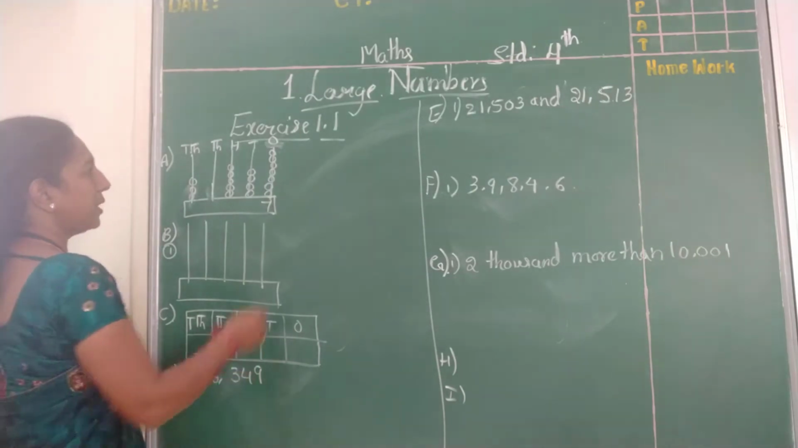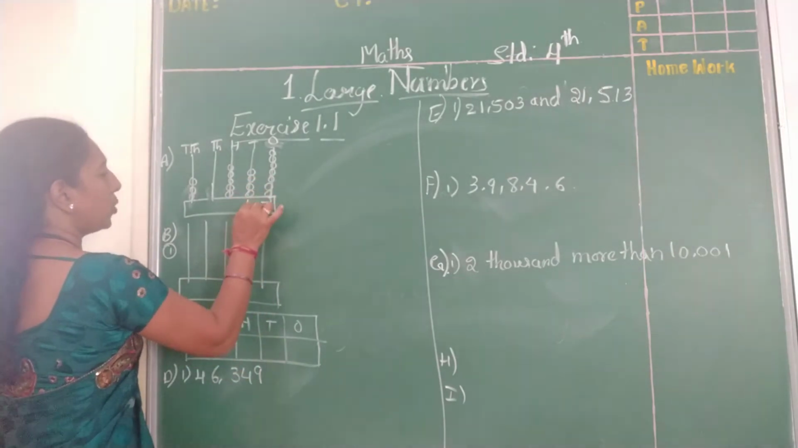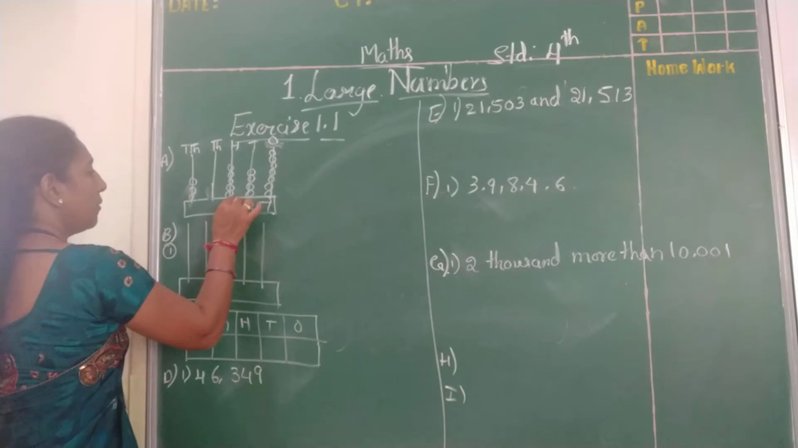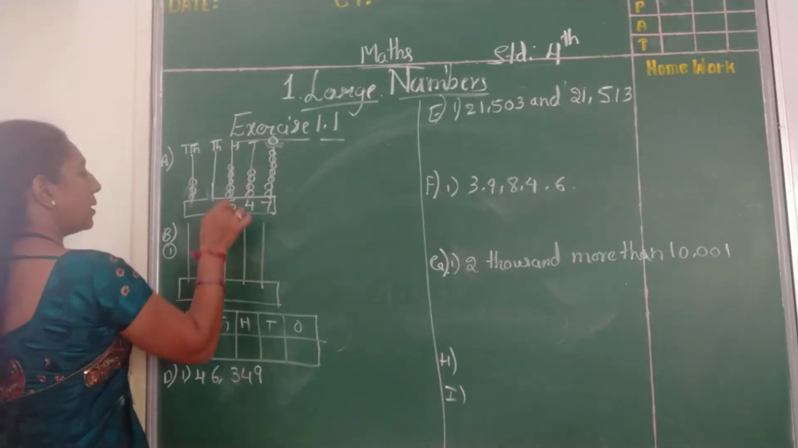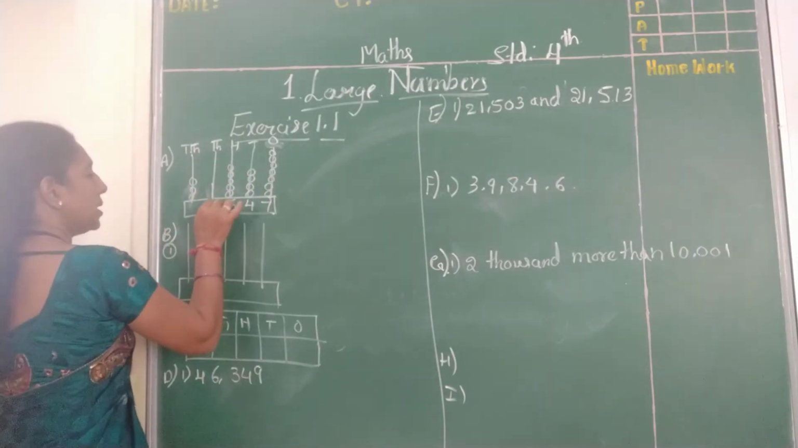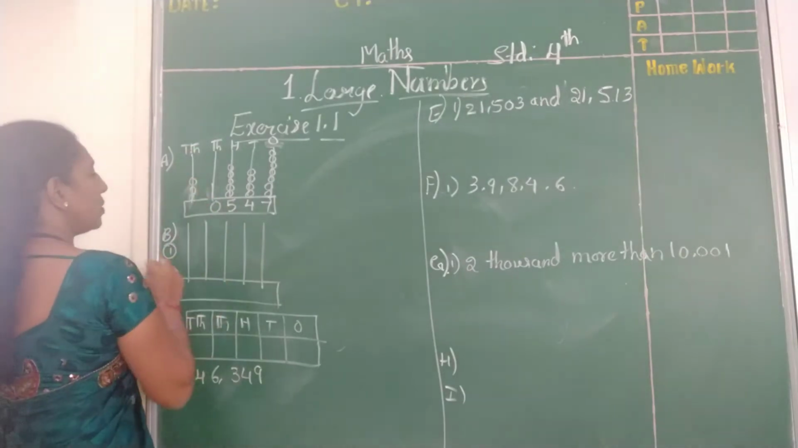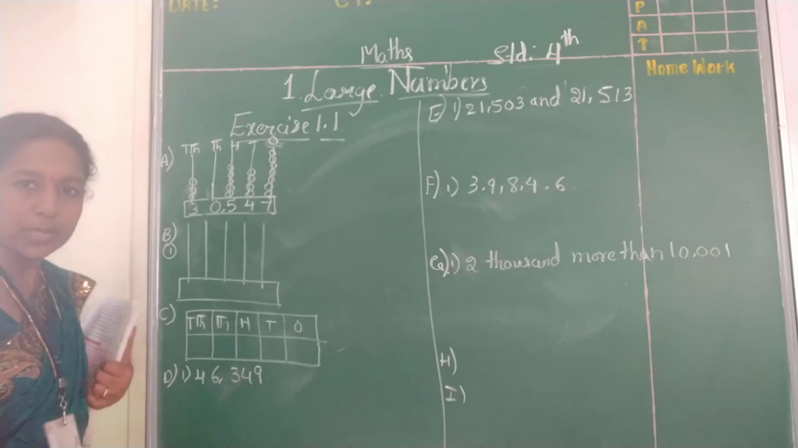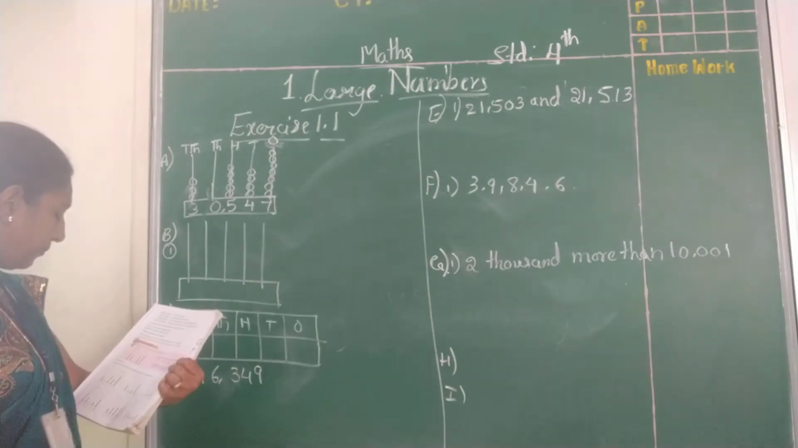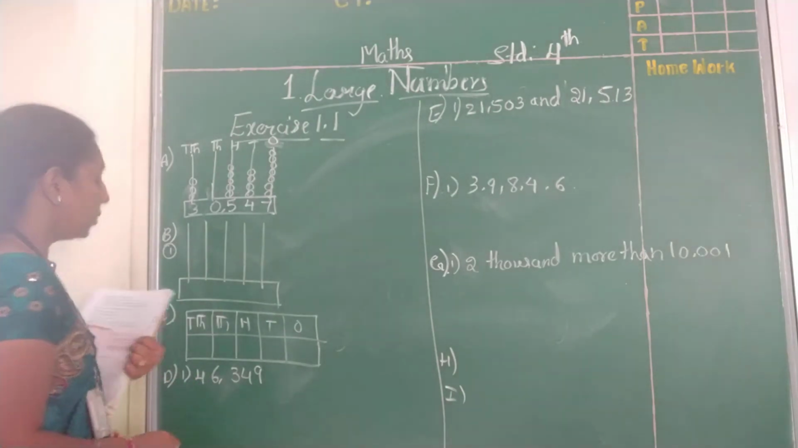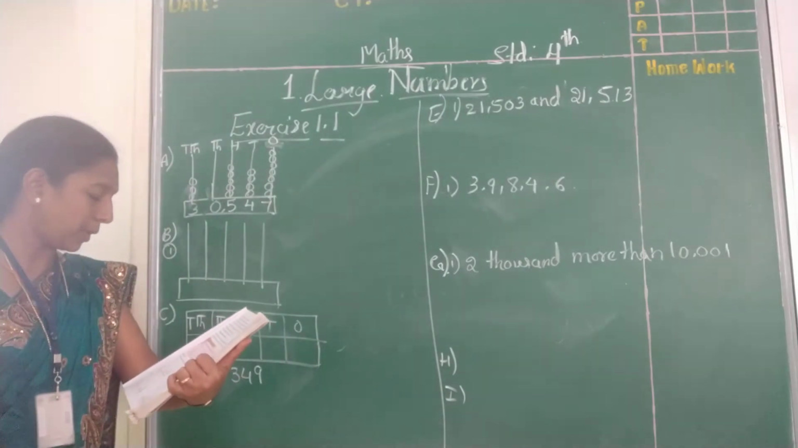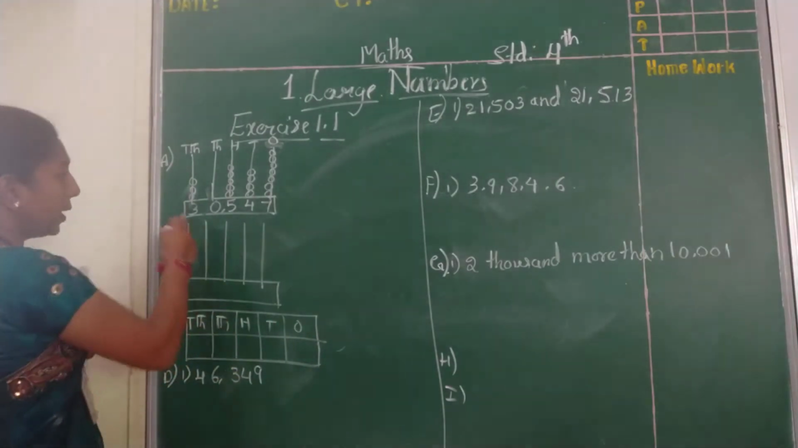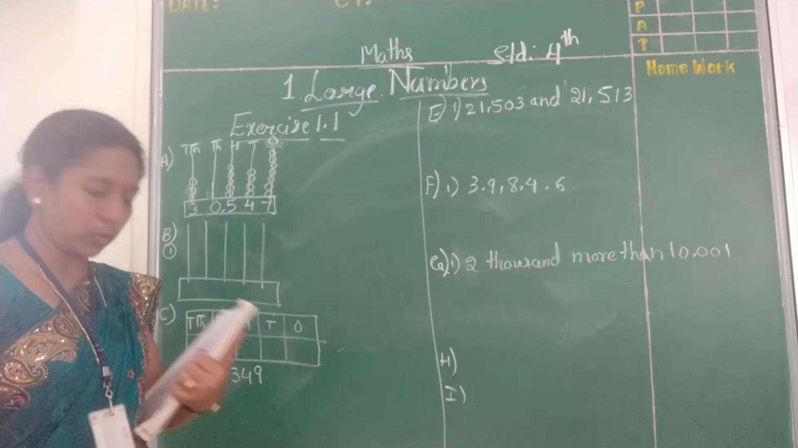So the number is 7 in the ones place and the 4 is in the tens place. 5 beads in the 100 place. Here nothing means it is 0. And in the 10,000 place there are 3. So what is the number here? 30,547. So this is the number. Okay. So like that we have to write in your notebook.